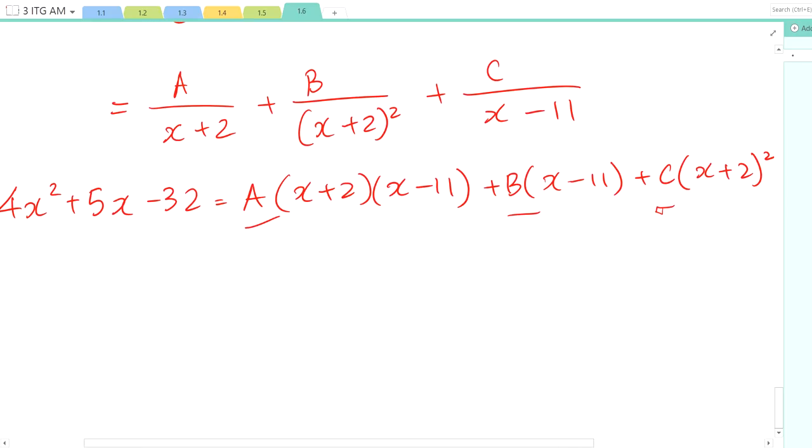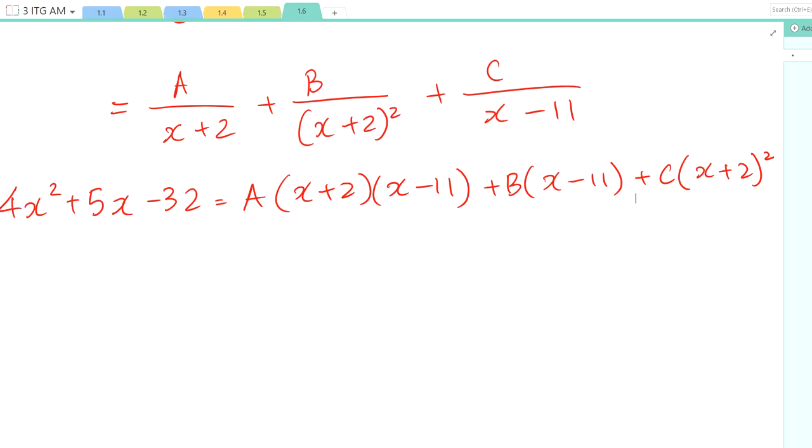There are different methods that you have learned already. I think the easiest method is to substitute the value of x equals 11, because when I substitute x equals 11, this disappears, I'm only left with C. I can find C straight away. I can also substitute x equals negative 2. This disappears, I'm left with B. And for the final unknown, which is A, I can simply substitute x equals 0 if I like.